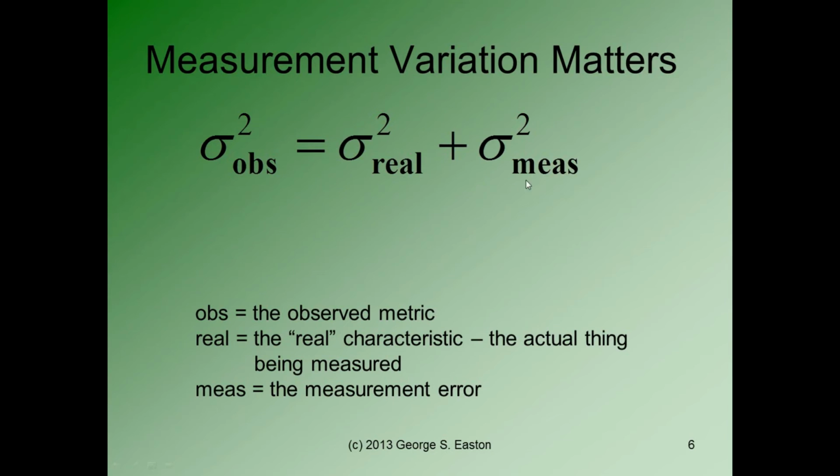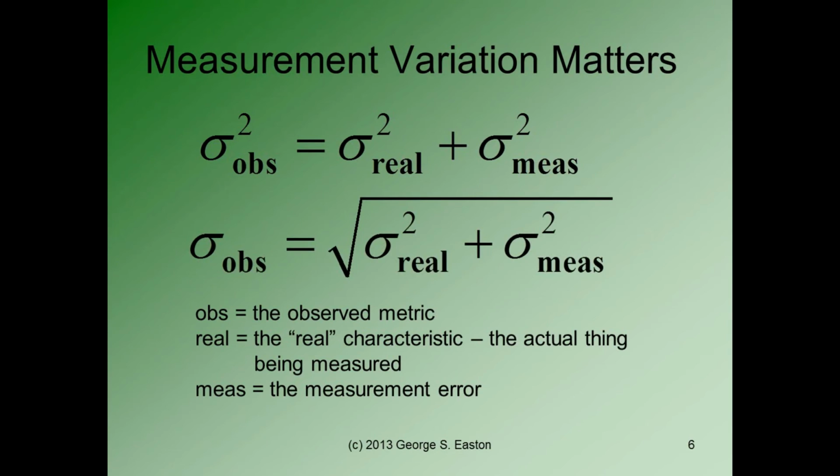Then you add to that the variance of the measuring instrument. So MEAS here stands for measure, and it's going to be the error in the measurement, and the variance of the error in the measurement. And as in statistics generally, what adds here are variances. So the variance of the number that we get is going to be the variance of the characteristic that we care about plus the variance of the measuring instrument.